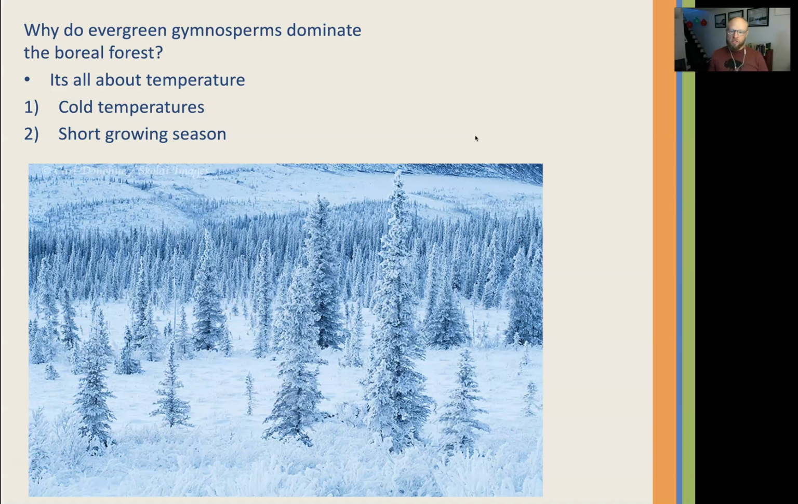Okay, so let's talk a little bit about why evergreen gymnosperms dominate the boreal forest. Why aren't there more deciduous trees on the landscape here? It's really all about temperature, and that's going to be the theme for the boreal forest in particular: all of the different aspects of ecosystem function that temperature controls and modulates. We're really thinking about how cold it gets and a plant's ability to deal with cold temperatures, and how a plant can grow in a really short growing season.